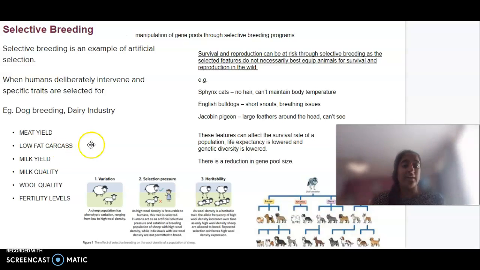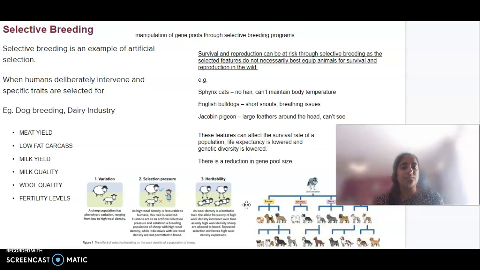We want low fat carcass. We want higher milk yield or better quality milk. Wool is another example as well. So we know that there's variation in a population, but we might induce a selection pressure or we might have a favorable trait that we want to select. And so we breed those particular animals that might have that selected trait that we want. So we're increasing the number of animals that have that by manipulating the gene pool, and we're selecting the traits that we want.